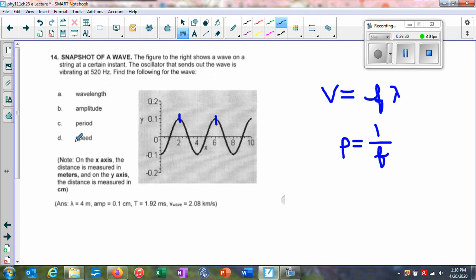And then I want to know the wave speed. So for that, I have to know that the speed of the wave, the velocity, is equal to the frequency times the wavelength. I've used the graph to read the wavelength. I know the frequency is 520. So I can solve and I can get the speed of this wave.